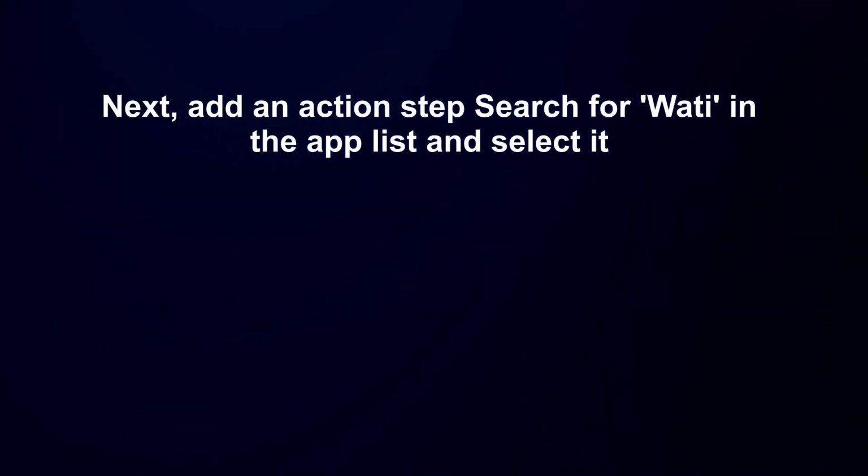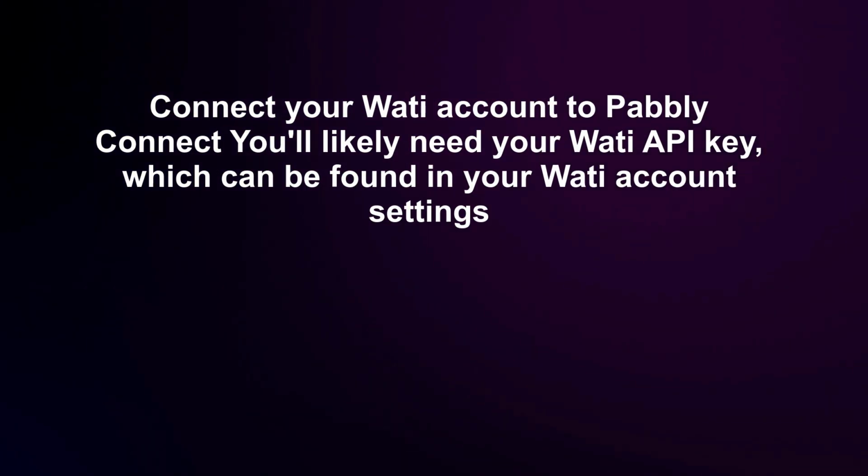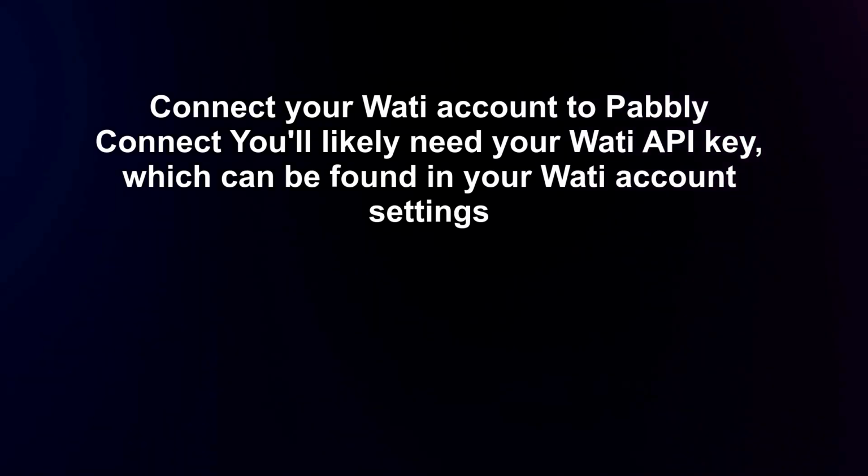Next, add an action step. Search for Wati in the app list and select it. Connect your Wati account to Pabbly Connect. You'll likely need your Wati API key, which can be found in your Wati account settings.